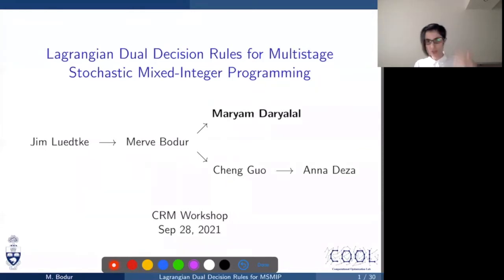But then we involved my PhD student, Meryem Daryalal, who's a fourth-year PhD student right now. And in terms of different applications, I involved some other students. So Changwa, who was formerly a PhD student of mine, who is joining Clemson University now. And then Anna Deza, who was an undergrad student here. She's currently a PhD student at Berkeley. So this already has a multi-stage flavor in it.